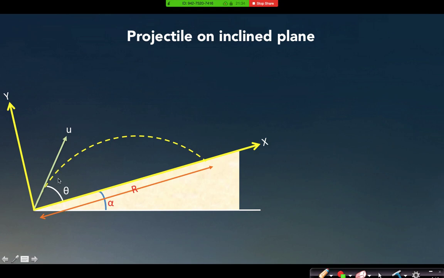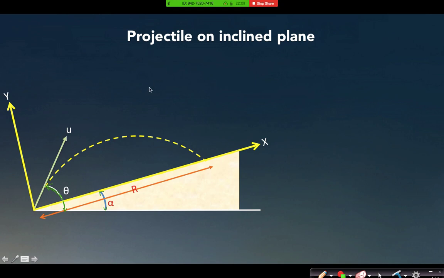If I say that this angle is theta, which angle is theta? You need to understand that this entire angle is theta, the angle at which the U vector is projected. This is angle theta, and this alpha is the angle of inclination of the incline. What is theta? Theta is the angle of projection of the particle from the ground.